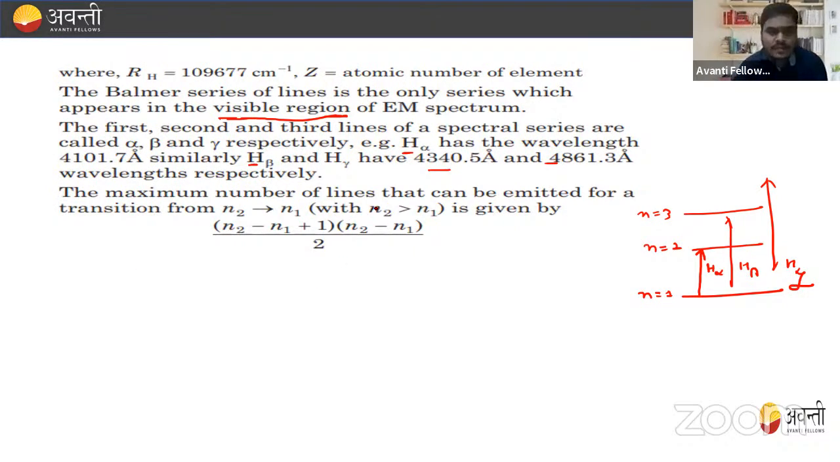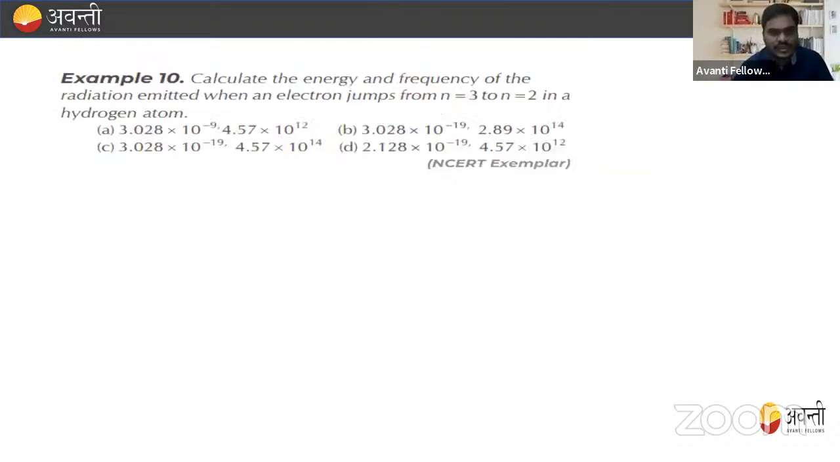Now, the maximum number of lines that can be emitted for a transition from N2 to N1, when N2 is greater than N1, is given by this formula: (N2 minus N1 plus 1) into (N2 minus N1) divided by 2. So this is the formula for finding the maximum number of lines. I hope this is clear to you. This is how we can find it.